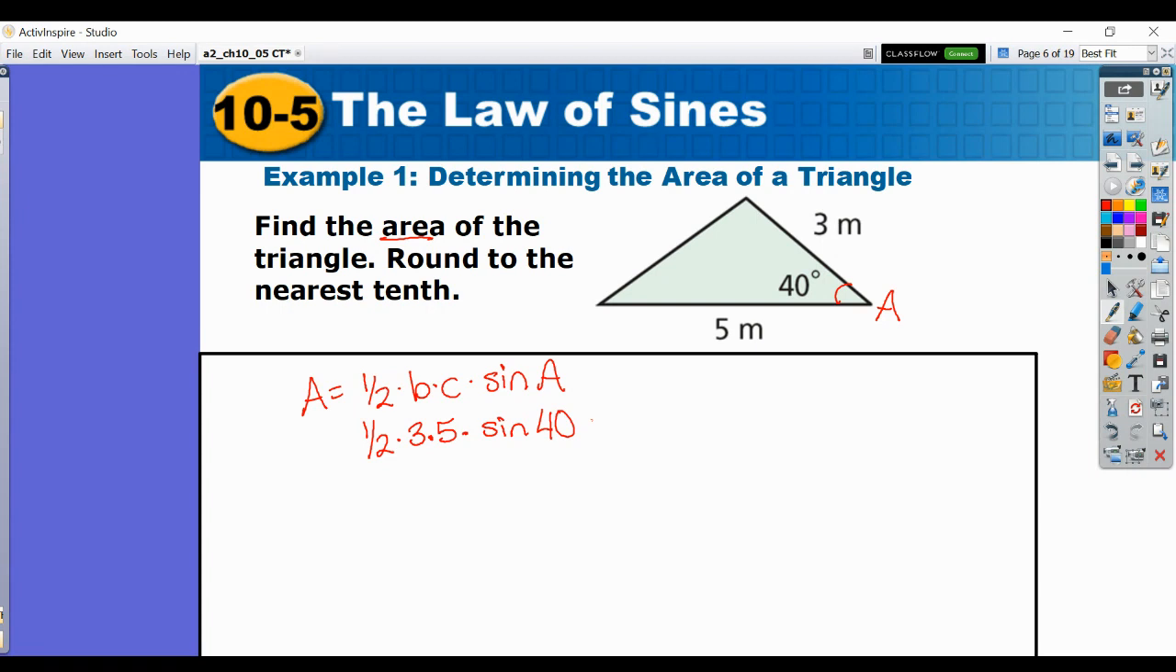So after checking that, we can type in 1/2 times 3 times 5 times sine of 40. This is not going to be a whole number. It says round to the nearest tenth. So the area is 4.8.